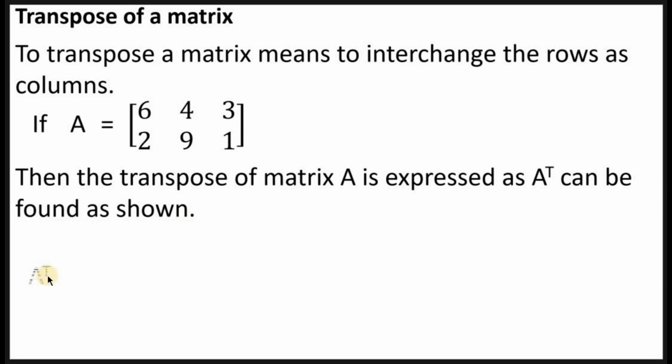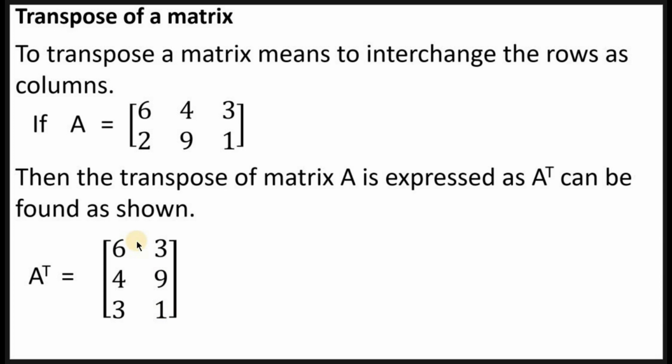So if they say A transpose, meaning the transpose of matrix A, is equal to, now the rows become the columns and the columns become the rows. So the first row becomes the first column, okay? So it will be like this. The first row becomes the first column and the second row becomes the second column. So that is the concept you go with.